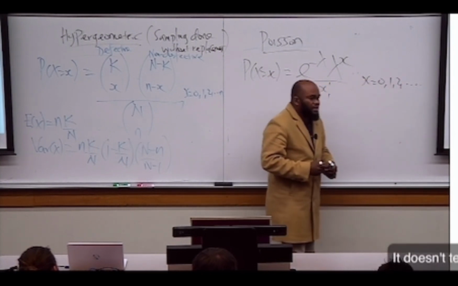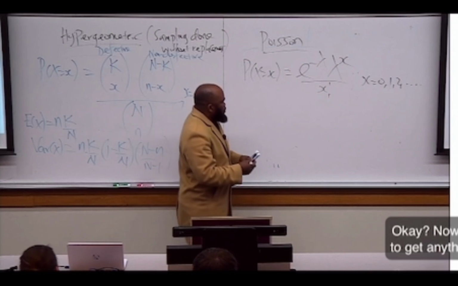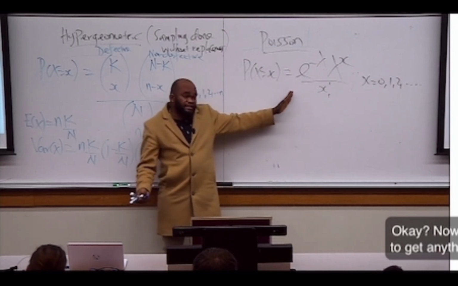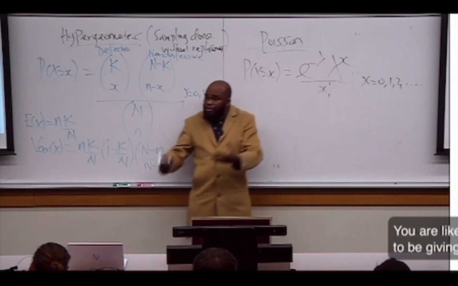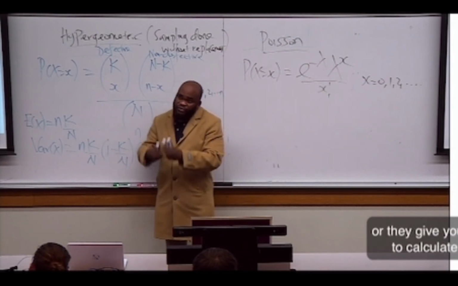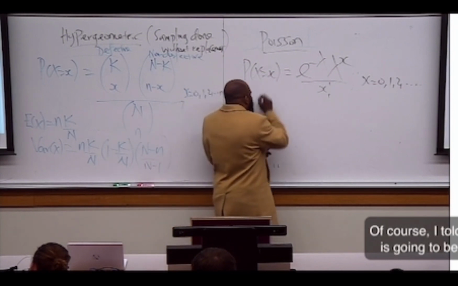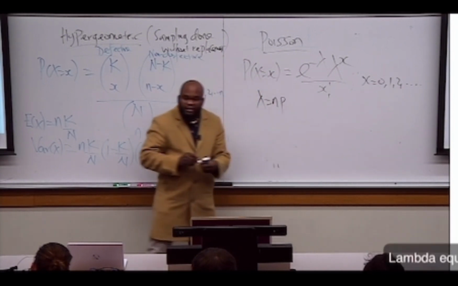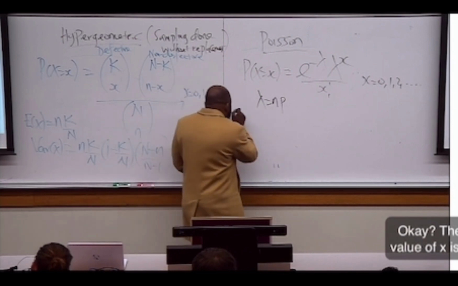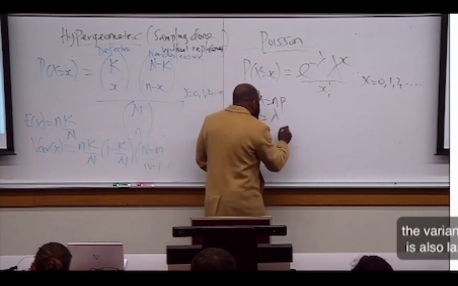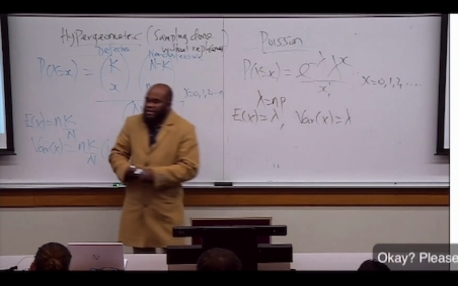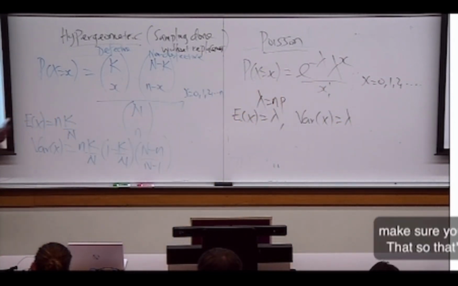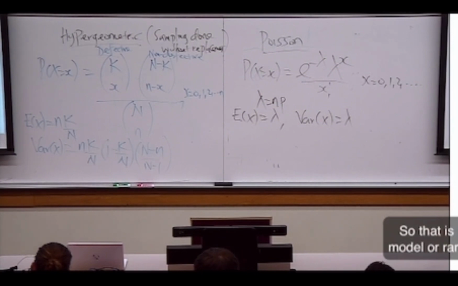It doesn't terminate. Now, if I want to get anything here, I need to first figure out what my lambda is. You are likely going to be given lambda, or they give you something to calculate lambda. Of course, I told you lambda is going to be np. Lambda equals np. The expected value of x is lambda. The variance of x is also lambda. Please watch out, and make sure you study that. So that's Poisson, which is used to model real events.